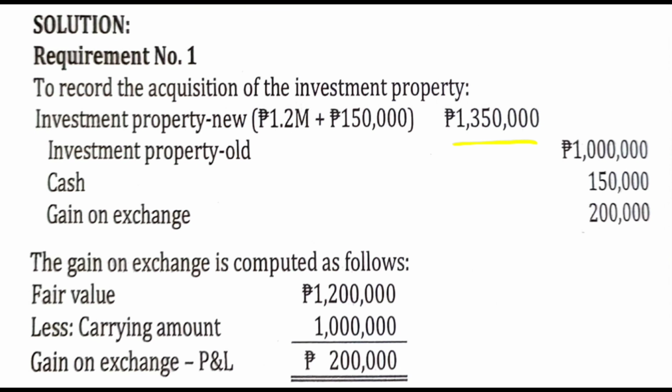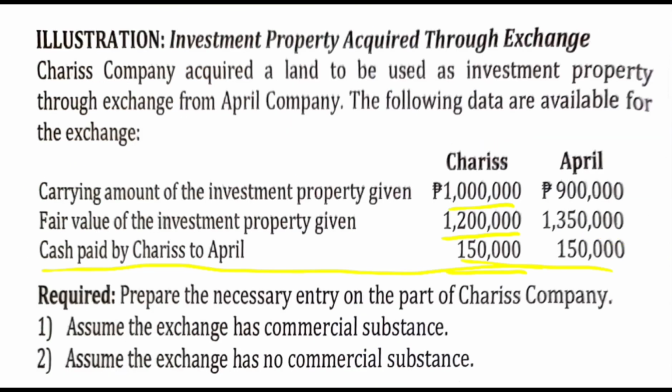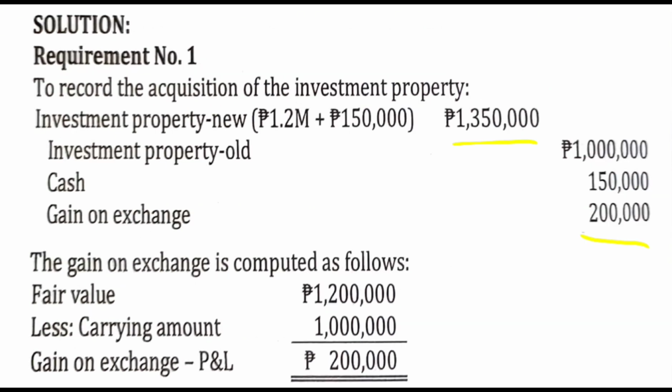So how did we get the 200,000? In computing the gain on exchange, we subtract the fair value and carrying amount. So we have fair value of 1,200,000, then carrying amount of 1 million. Then minus, we have gain on exchange, profit of 200,000 pesos.